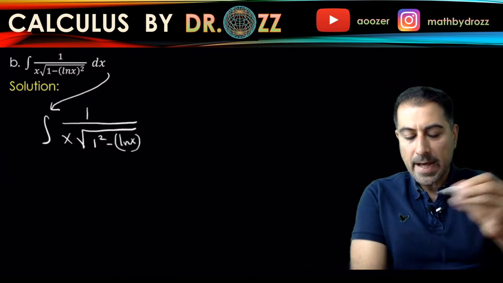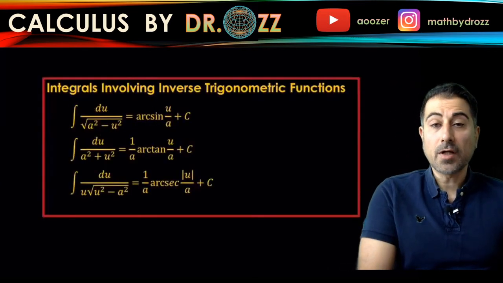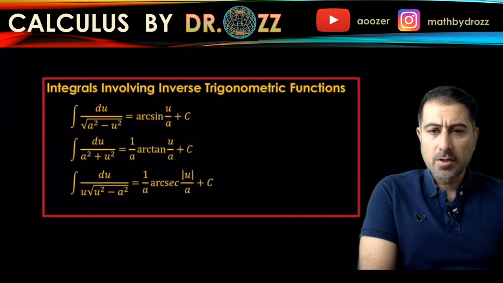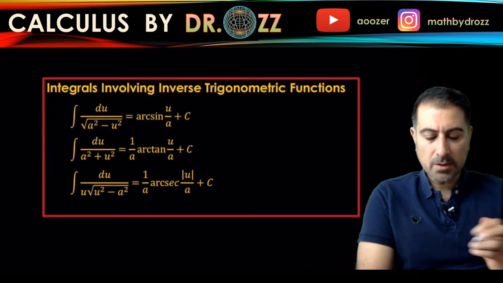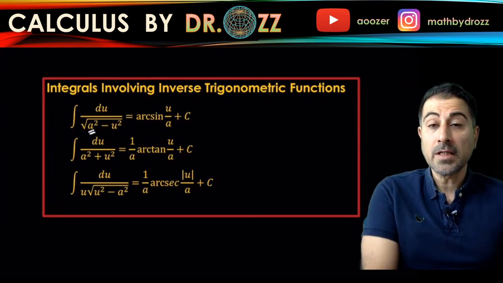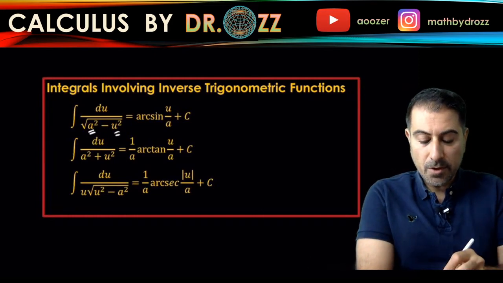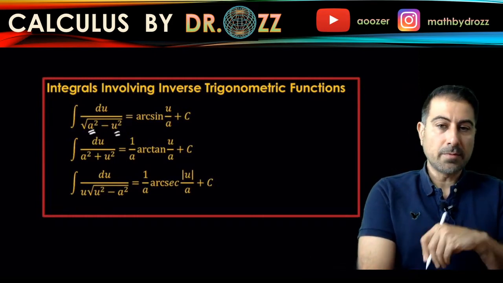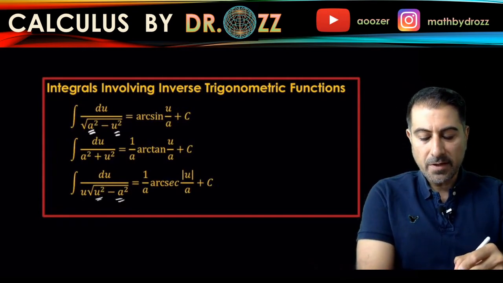So going back to our table of integrals involving inverse trig functions, this looks like the very first integral, because here the very first term is a number and then the next term in the difference is a variable. So this is totally different from this setup here, right? u squared minus a squared versus a squared minus u squared. So this looks like the very first integral.